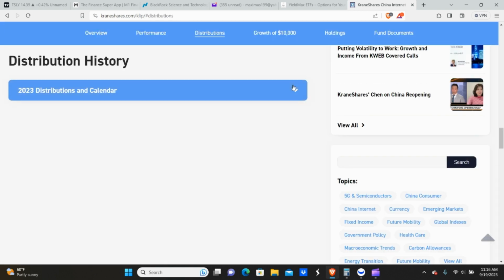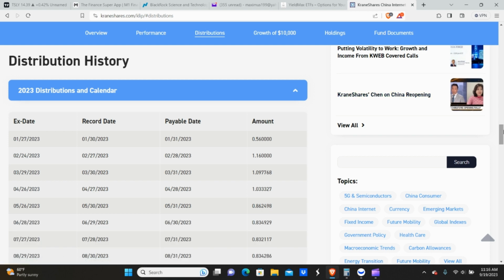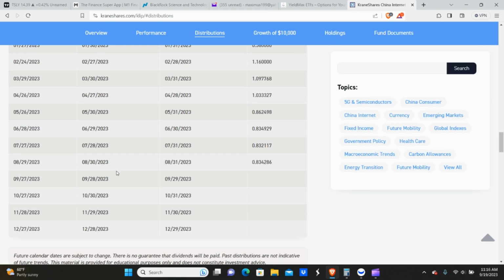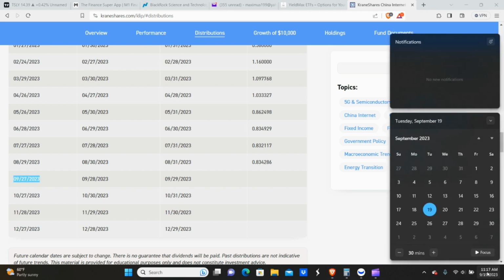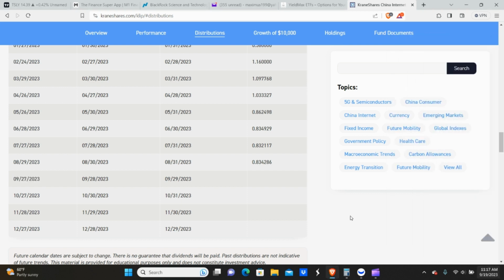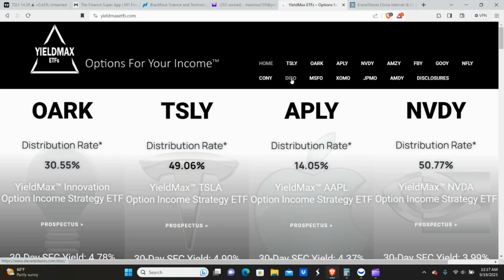So we go to distributions here on KLIP. You guys can see that the next X date is on the 27th of this month. So if we look at the calendar, that's roughly about a week away. So we have about another week to buy into KLIP before the payment date. Fortunately, the payment date comes pretty quick. It's not really a long time in between the X and the payment dates like it is with the YieldMax funds.